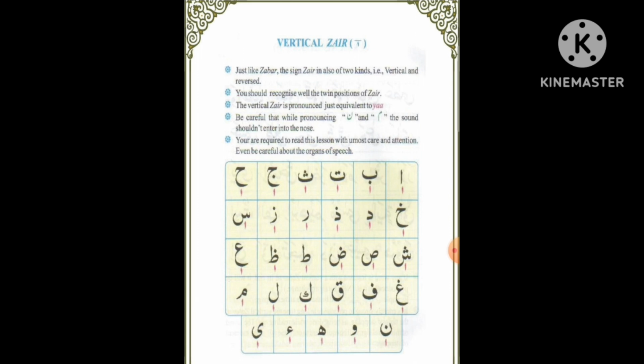sin vertical zair si, shin vertical zair shi, shod vertical zair si, bod vertical zair di, ta vertical zair ti, za vertical zair zi, ain vertical zair i, ghain vertical zair ghi, fa vertical zair fi, qaf vertical zair qi, kaf vertical zair ki, lam vertical zair li, mim vertical zair mi, noon vertical zair ni, waw vertical zair wi, ha vertical zair hi, hamza vertical zair e, ya vertical zair yi.